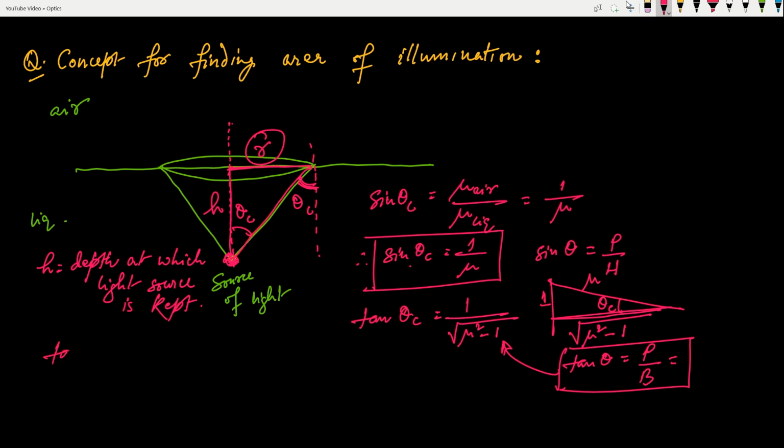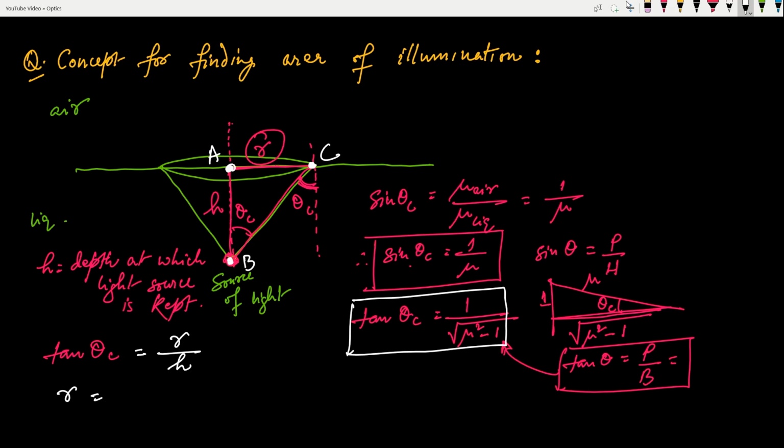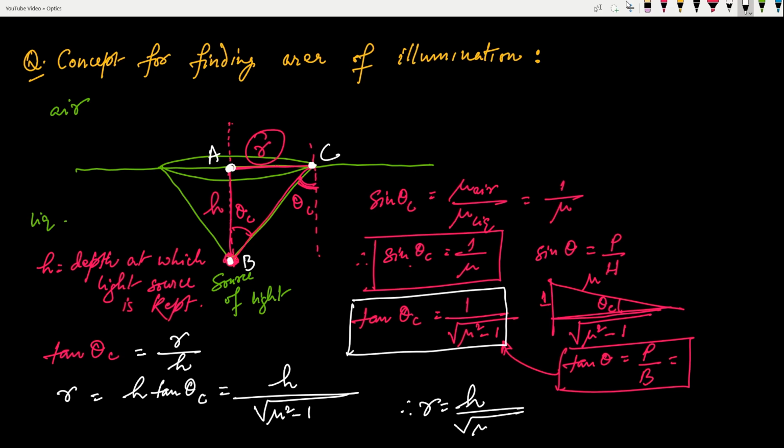So we can say that tan theta c from this triangle, so let me name the triangle, let this be A, this point be B, and this point be C. Then from triangle ABC, tan theta c is equal to r by the base, which is h. So tan theta c is r by h. We know the value of tan theta c from here. So r is equal to h tan theta c, which can be written as h by square root of mu square minus 1. You need to remember this formula, that the radius of illumination r is h by square root of mu square minus 1. Because if you remember this formula, you can find the area.